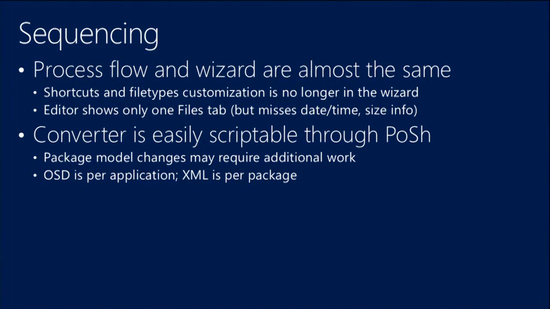Some of you? Okay. So the sequencing flow is pretty much the same. It hasn't changed really. Obviously the sequencer is new. There are some small things. The shortcuts and file types are no longer part of the wizard. They're in the editor in the end. And some of the tabs have merged, or not really merged. I think they dropped just one tab that actually showed the date and time info, like I said on the slide. But other than that, the sequencer is fairly easy. There's no real change there.